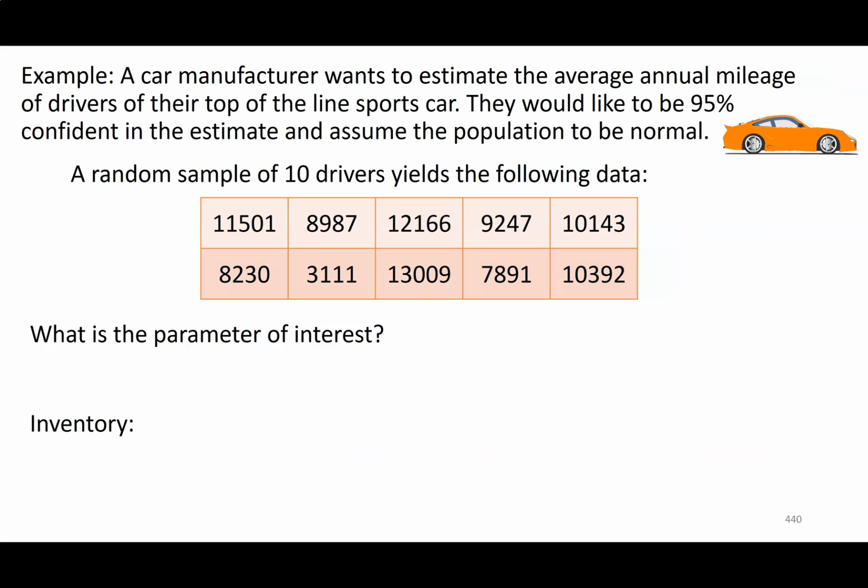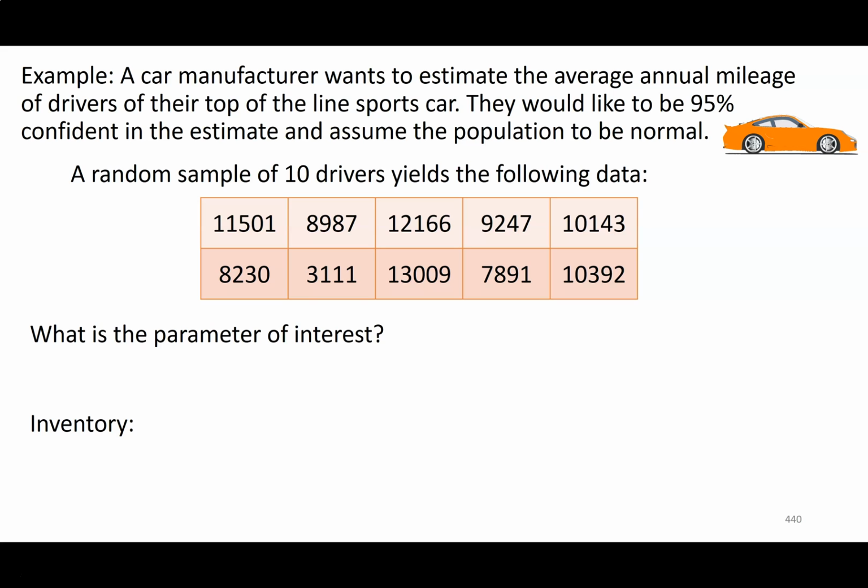Our steps are going to be the same as they were before when we were calculating a confidence interval. We're going to say, what's our parameter? We're going to take inventory. All of those steps will be the same, except instead of using a z star, we'll be using a t star.